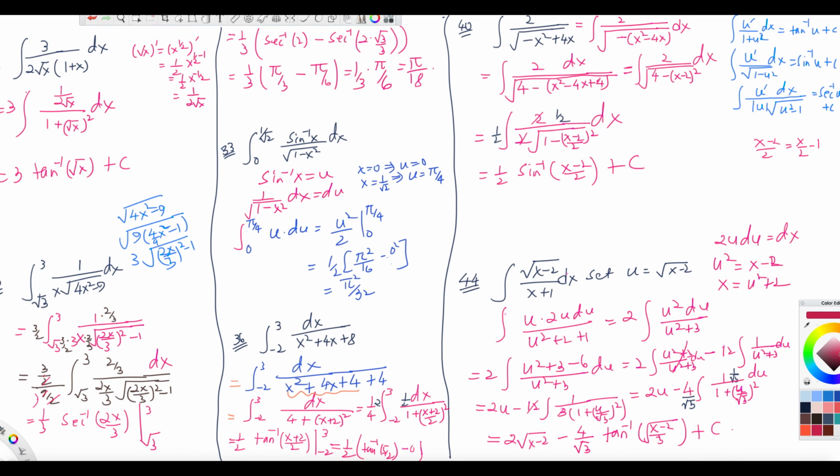Okay guys, so that is the end of section 5.8, and that is basically the end of this chapter. So we are not covering the hyperbolic function for now. If time permits, we will cover that at the end of the semester.